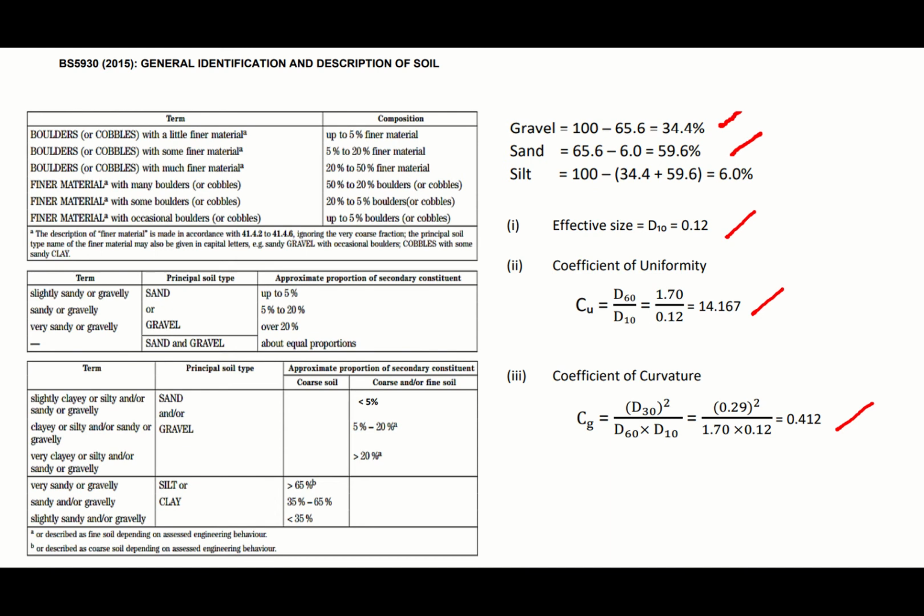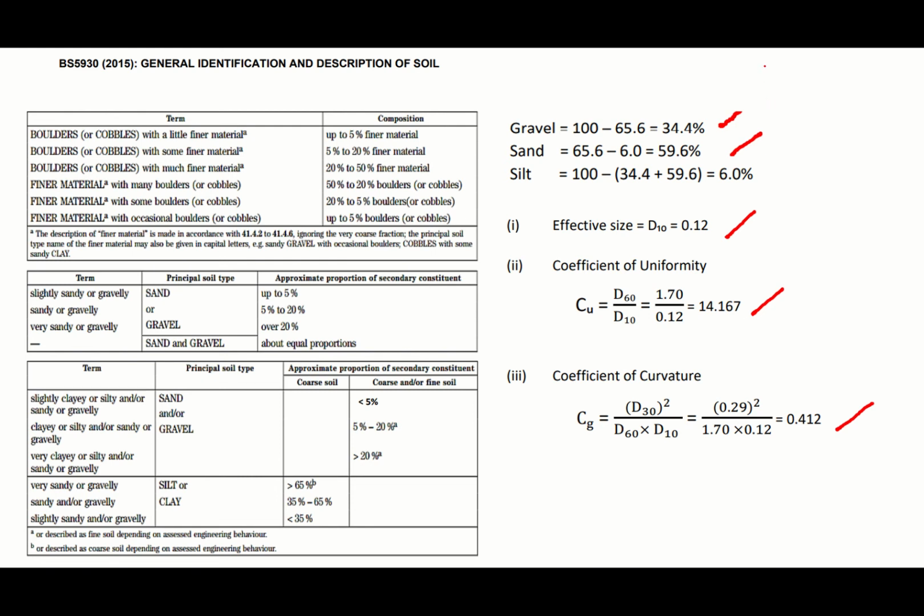Next, after you have the composition, you must calculate the value of Cg and Cu, and to get the value of Cu and Cg, you must know the effective particle size, which is D10, D30 and D60. And when you get all of the information, next you can use the BS standard to classify your soil.